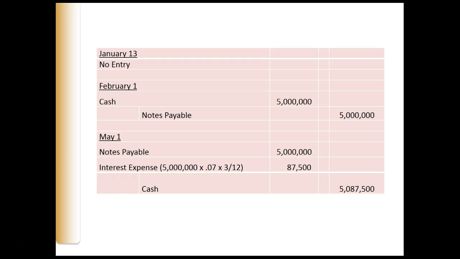And then on May 1st, when we paid the note with interest, we will debit that notes payable to wipe it clean. We will show the interest expense we were responsible for, the $5 million at 7% for 3 months, and the $5,087,500 would then be recorded as a credit to cash.